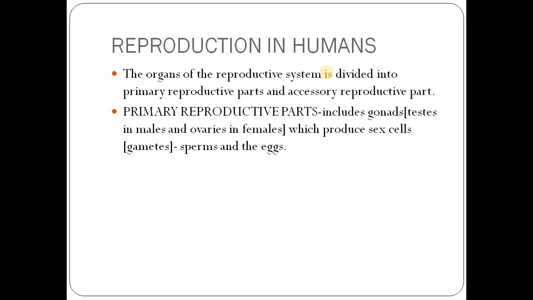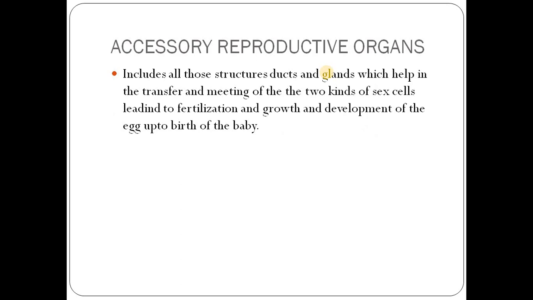Gonads are the testis in males and the ovaries in females, which produce the sex cells, that is the gametes: sperms in males and eggs in females. So these primary reproductive parts are the ones responsible for the production of the gametes, that is the sex cells, the sperm and the eggs. Am I clear?